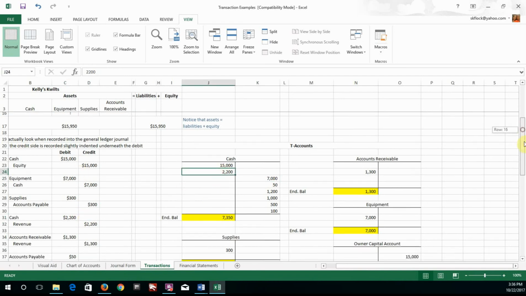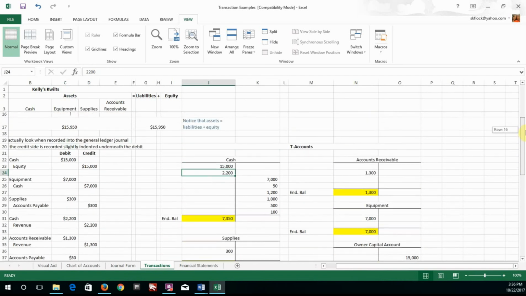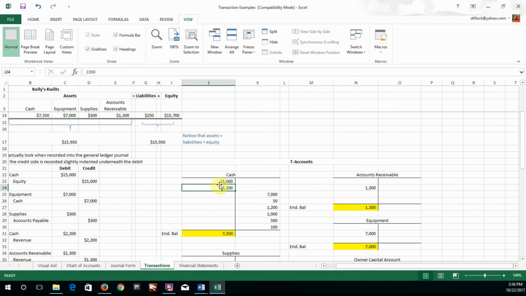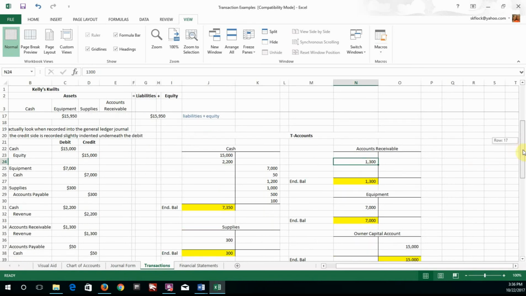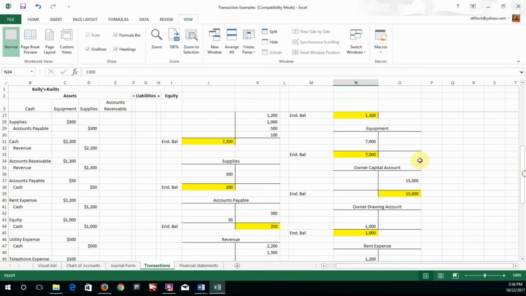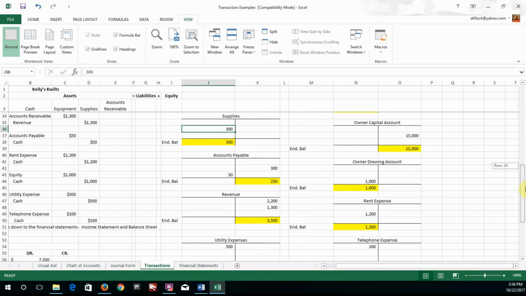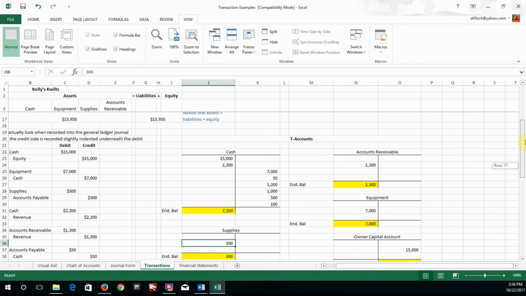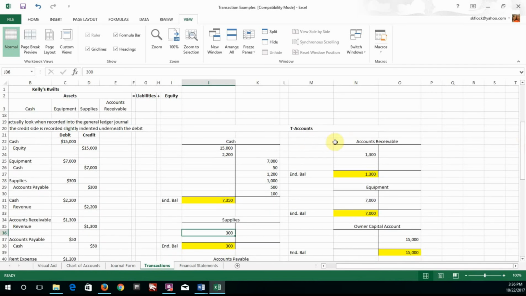If I go down through every one of these transactions and I post that entry to the account, and I do it for every one of these. So over here is the accounts receivable my customer owes me. Here's the $7,000 for the equipment. Here's the deposit in the very beginning where the owner deposited $15,000 to start the business. There's the $300 in office supplies I purchased, and so on. You're going to capture all of the debits and all of the credits for each account.